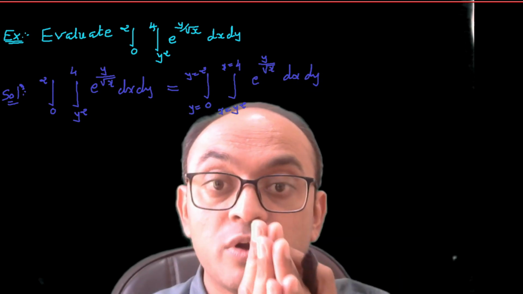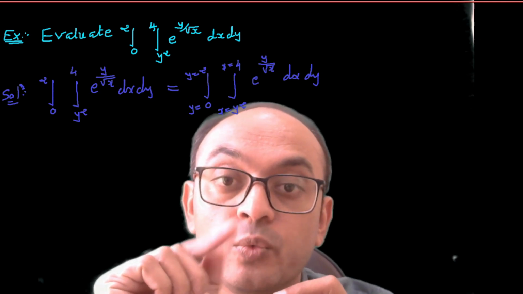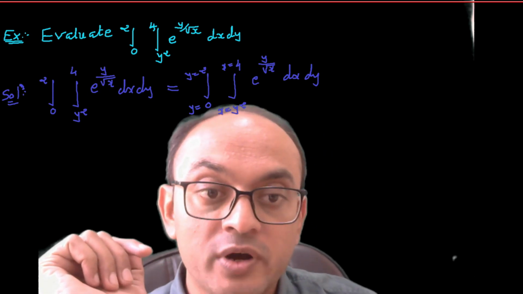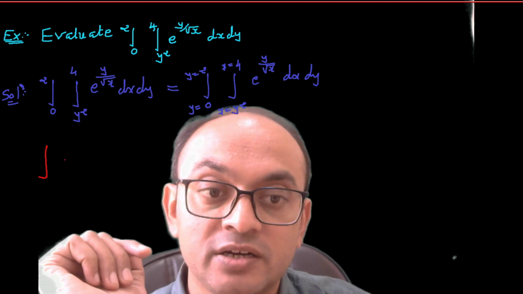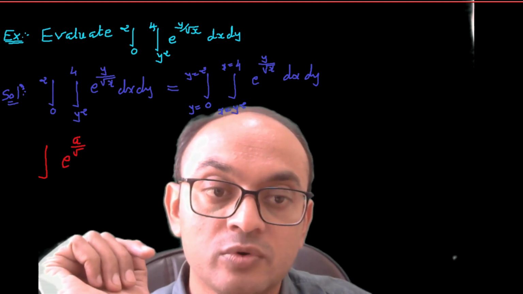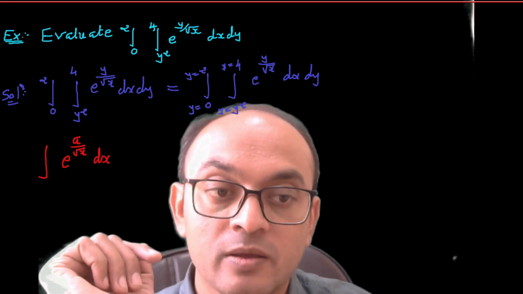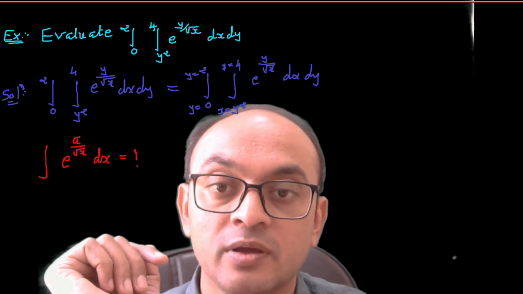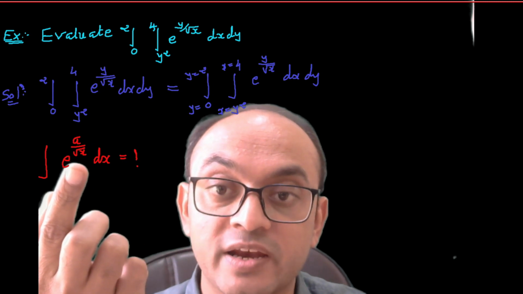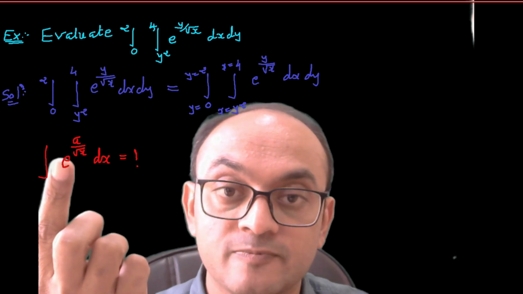Y is constant, so what we have to do, we integrate e raised to y upon root x with respect to x. So do you know what is the integration of e raised to, say, some constant upon root x dx? What is this integration? We don't know. What is the integration of e raised to 1 upon root x dx, right? That means we are not able to integrate this quantity with respect to x.